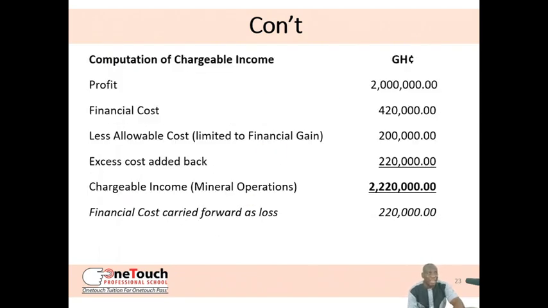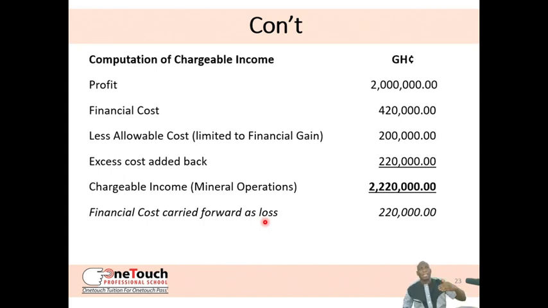So you see that this is a profit for 2 million. The financial cost was 420,000, which was deducted in arriving at this profit. The allowable financial cost will only be to the extent of the financial gain. So it will be 200,000. So the excess of the financial cost of 220 will be added back. So when you add 220 to the 2 million, you'll be getting 2.220. And this excess, you tell the examiner that the excess financial cost can be carried forward for a period of 5 years to be able to charge it against a subsequent financial gain, if any.